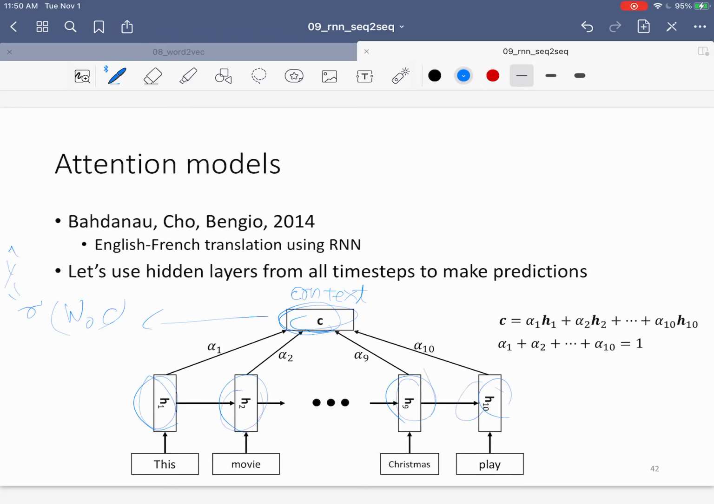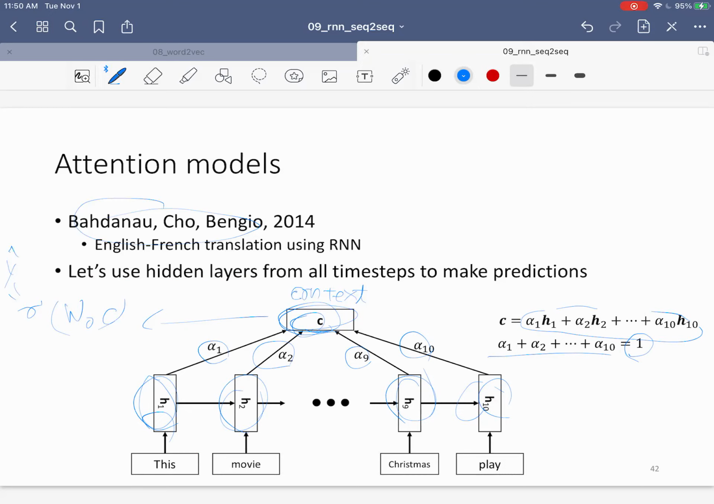You don't want to add them all together and then just average them. That would be a very suboptimal, naive way of mixing. So the researchers came up with a very nice scheme where you dynamically mix with different weights for each different input. These alphas are the mixing weights. So you have 10 time steps, so you have 10 alphas, and you want your C to be a weighted sum of your H's, but there's one constraint, which is that your alphas should sum to 1. So that means that your C is a convex sum of your H's.